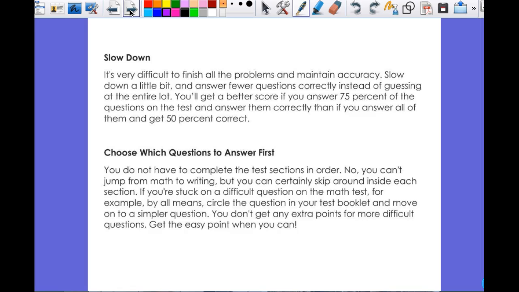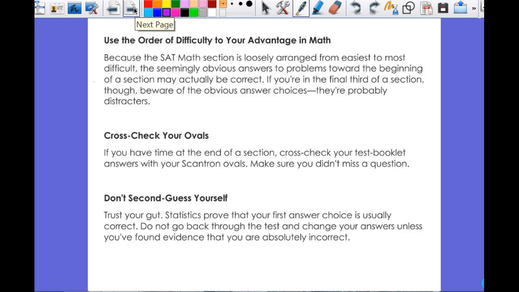But don't spend 5 minutes staring at a question that is no hope, because some of them are harder than the others, and you don't get more points for the harder ones. So get all the easy ones you can. You always go for that. Use the order of difficulty. Some of you may not know this, but the SAT and PSAT math sections are ordered from easier.